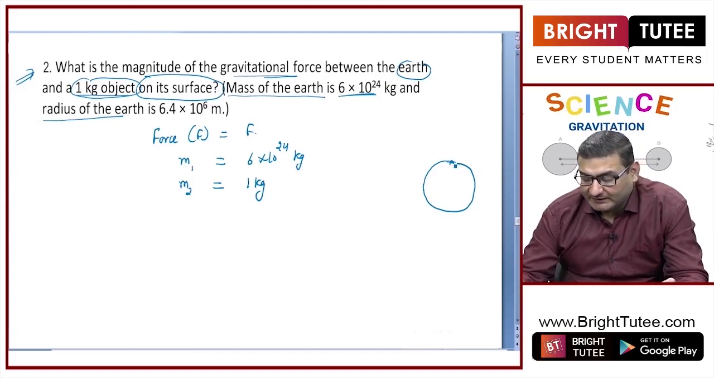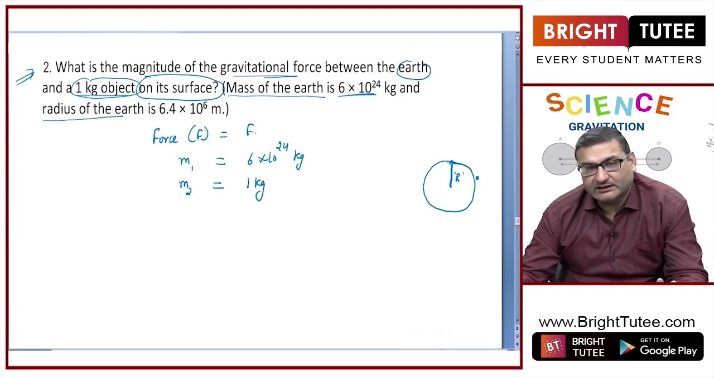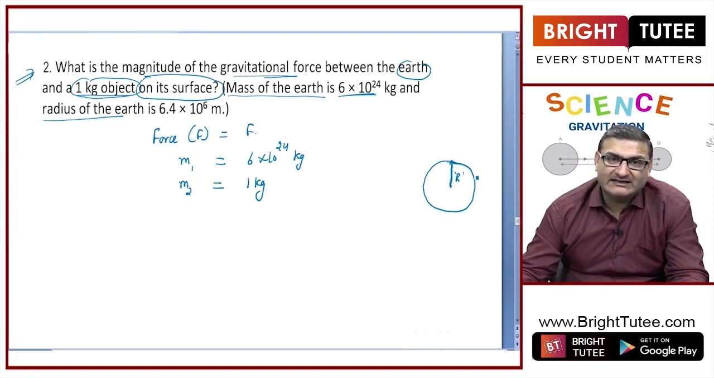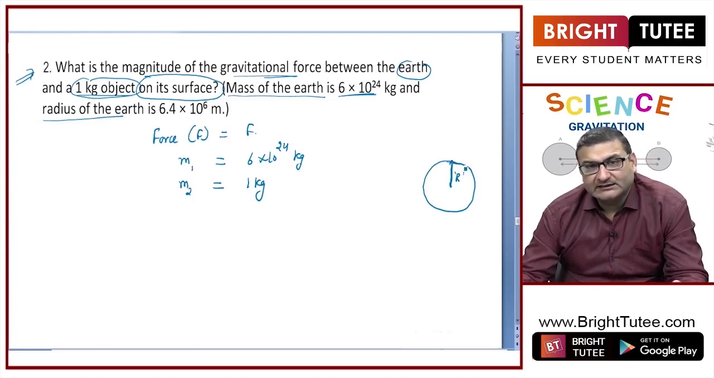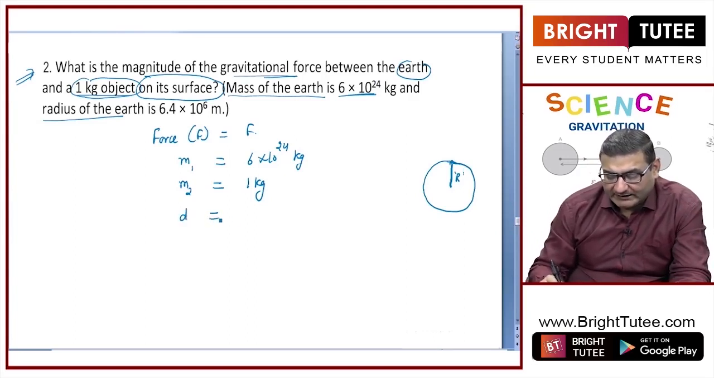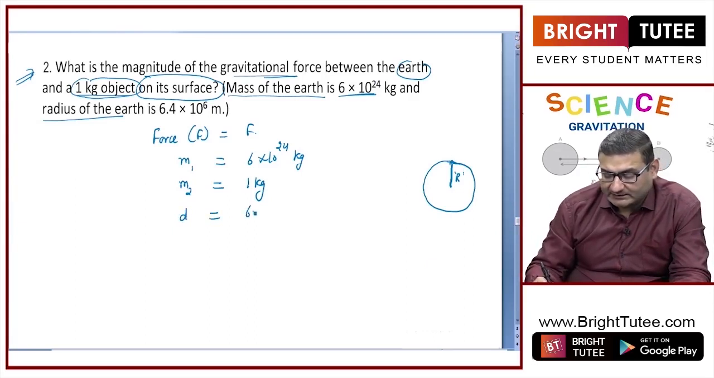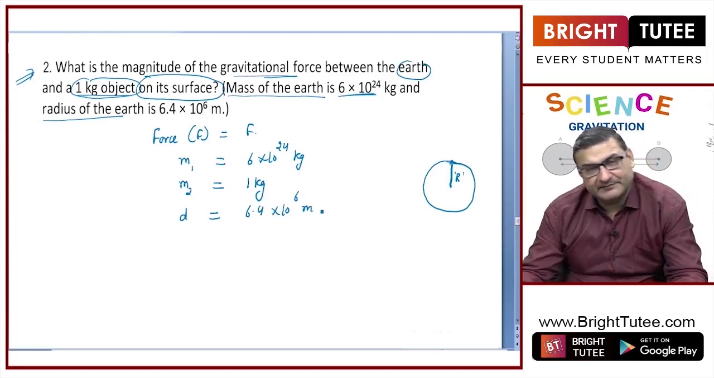And if I talk about the center of the earth, the distance comes out to be the radius of the earth, right. And as compared to the radius of the earth, we can easily avoid, or we can say that the radius of this 1 kilogram object is quite negligible, right. So, indirectly we take the distance between the earth and the object center to be actually the radius of the earth, which is 6.4 into 10 to the power 6 meters.